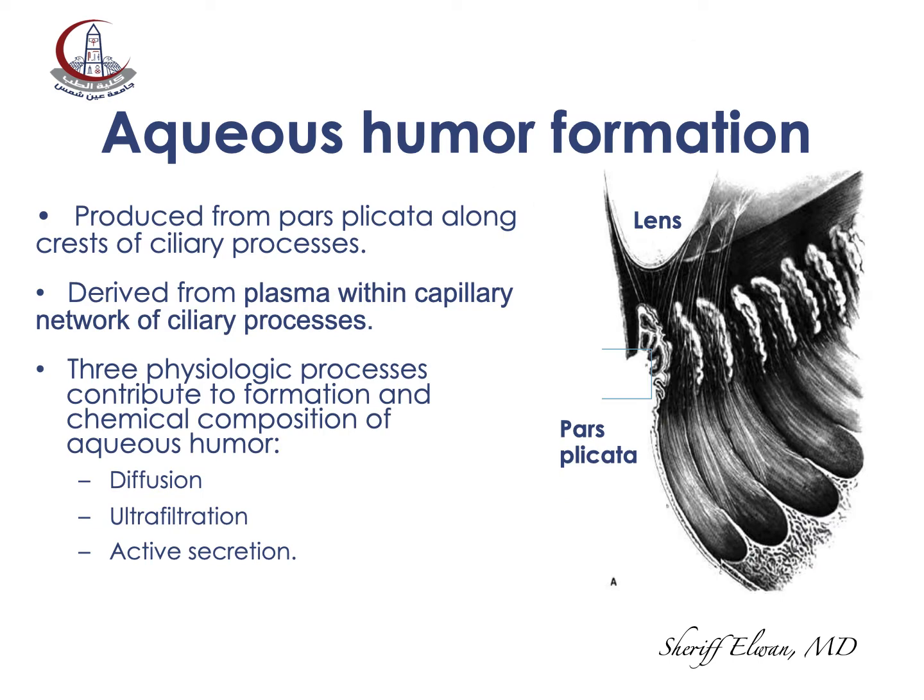The aqueous is produced from the pars plicata along the crests of the ciliary processes, and is derived from the plasma within the capillary network of the ciliary processes, and there are three physiologic processes that contribute to the formation and chemical composition of the aqueous humor, and these are diffusion, ultrafiltration, and active secretion, and we are going to describe each separately now.